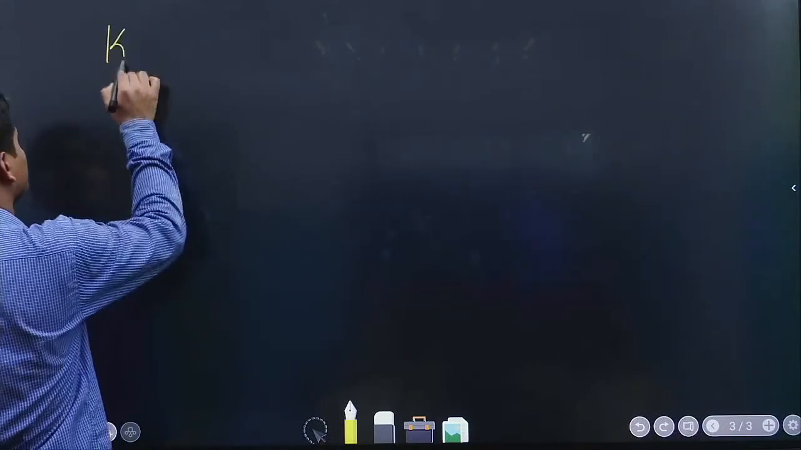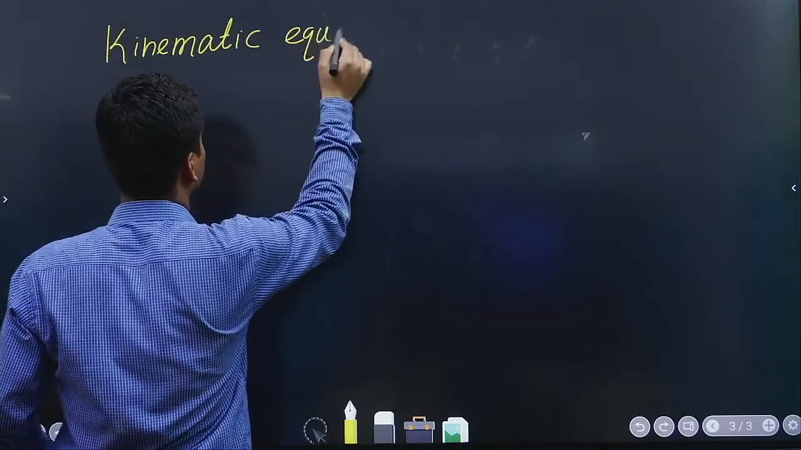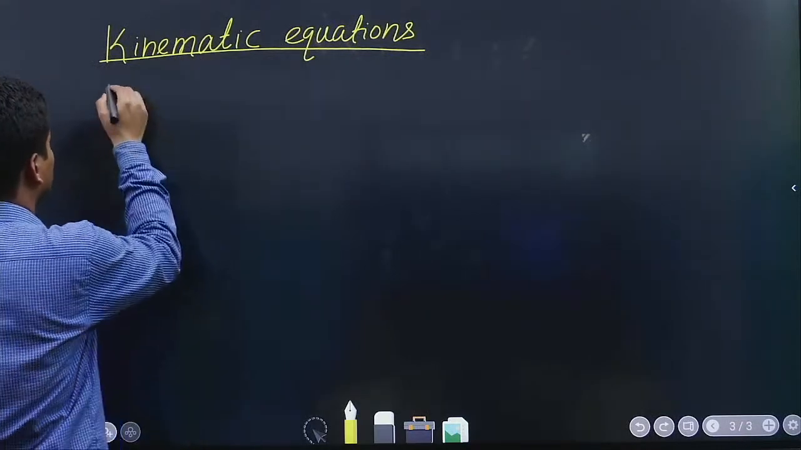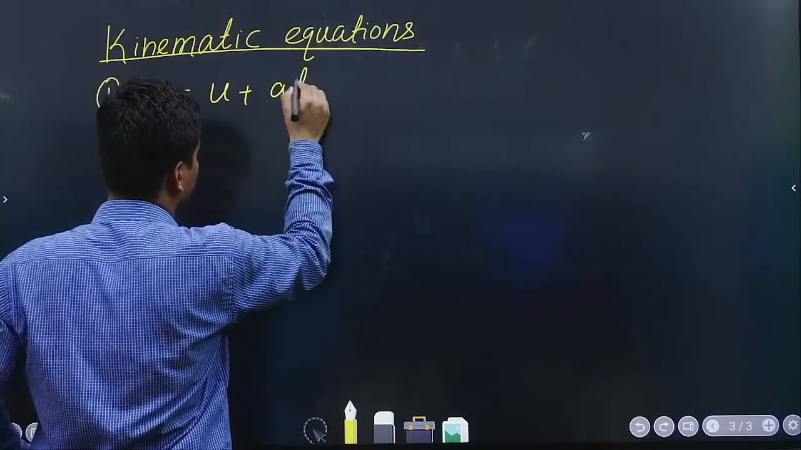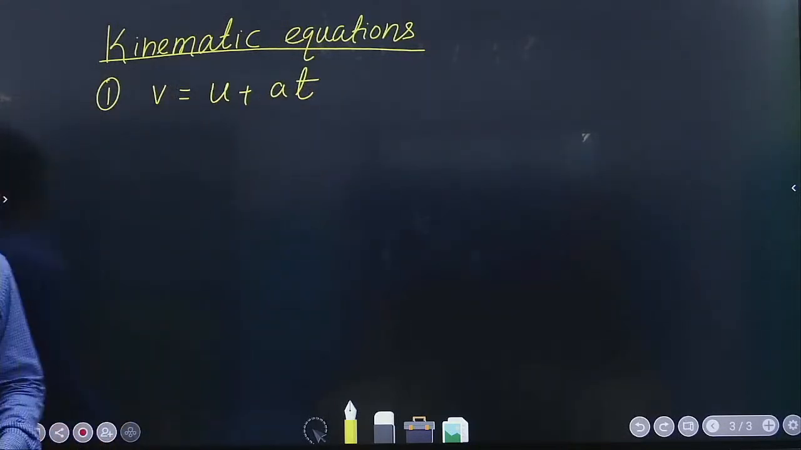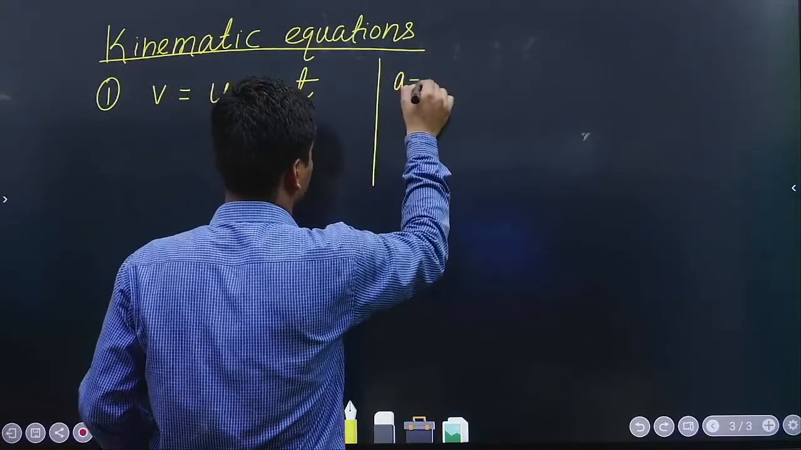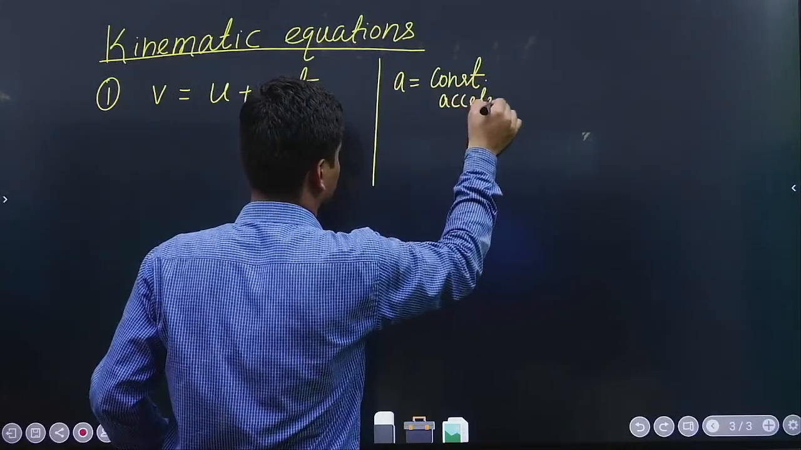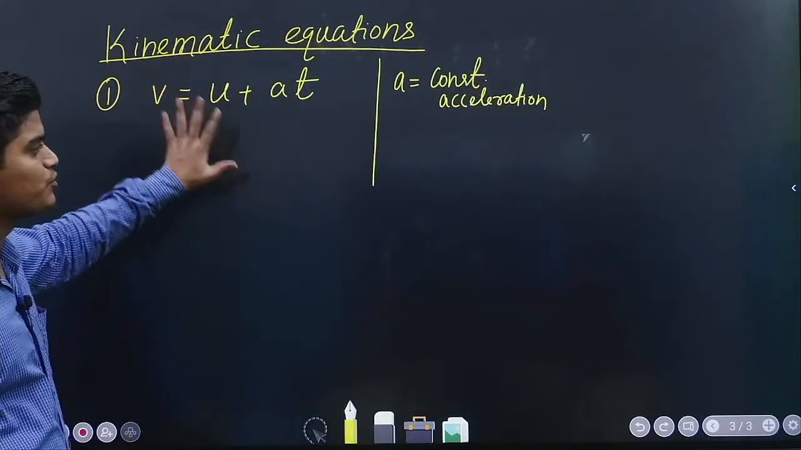Now here, the next heading is kinematic equations. The first equation is v equal to u plus at. So what is v? v is your final velocity and u is initial velocity. And a is a constant acceleration. Remember, when acceleration is constant, only then can you use these types of equations that I'm going to write now.